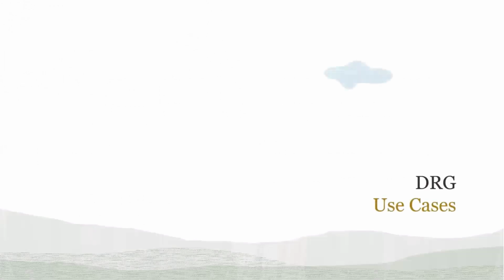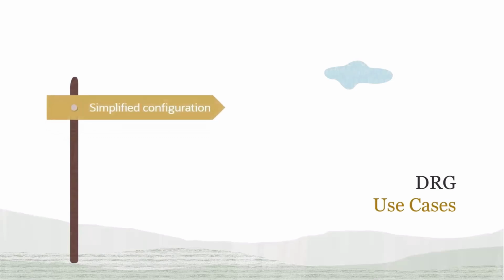So what are the typical use cases of dynamic routing gateway? The first is simplified configuration. We know that a single DRG can have multiple VCNs attached to it. And the best part is these VCNs can belong to the same tenancy or a different tenancy. So in case you want to peer two different virtual cloud networks in the same region, you don't need to set up multiple local peering gateways. Just having one dynamic routing gateway will serve this purpose, and hence simplified configuration.